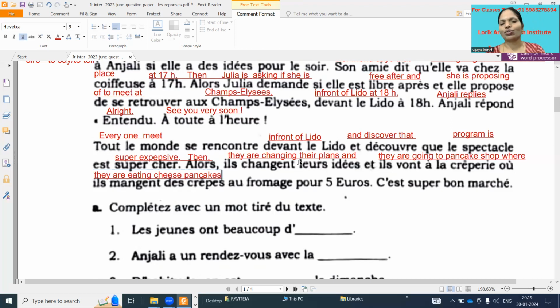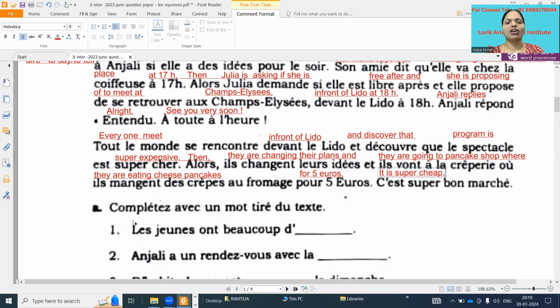And pour 5 euros, for 5 euros. And it says super bon marché. It is super cheap. Bon marché means cheap. And cher means expensive. Cher also means dear, but here it is expensive. Two meanings it is.